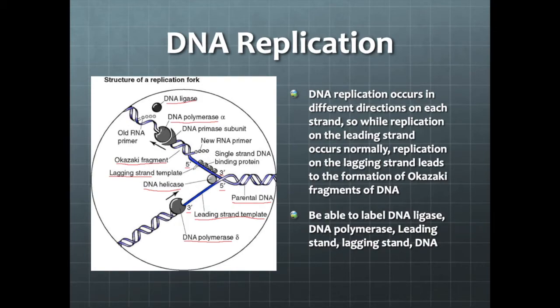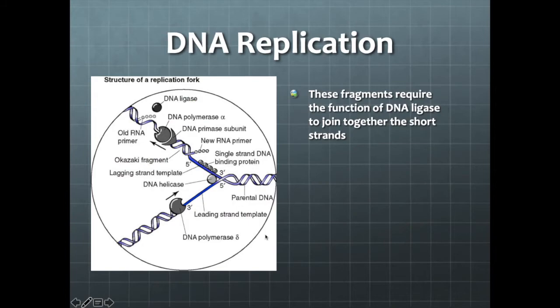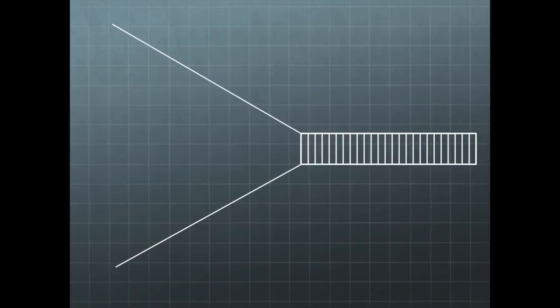Now, there are multiple of these. This is a snapshot in time. So you're going to have multiple DNA polymerases, multiple helicases. And so once it gets to the point where there's DNA already made, the polymerase is done with its job. So then it's not going to perform its job anymore. The free nucleotides aren't going to keep adding and adding. Once it hits where DNA is already covered, then it's good. Now, these fragments require the function of the DNA ligase to join together short strands.